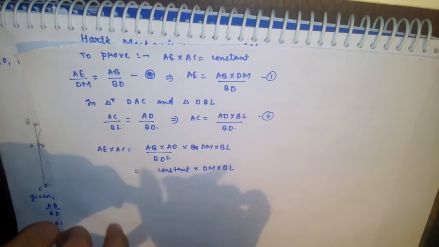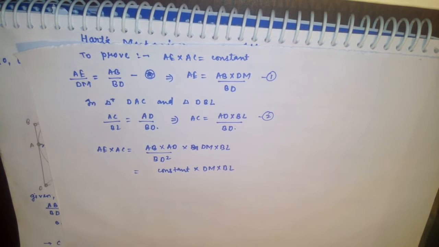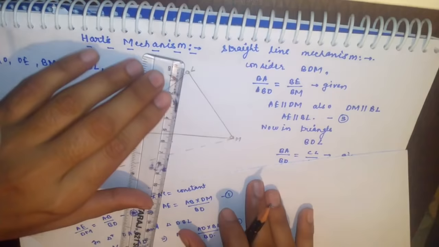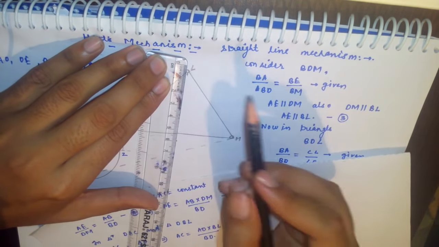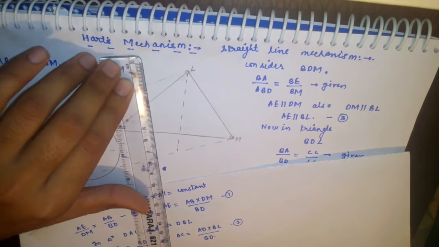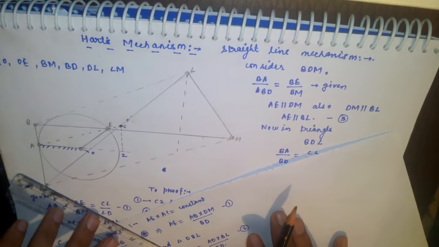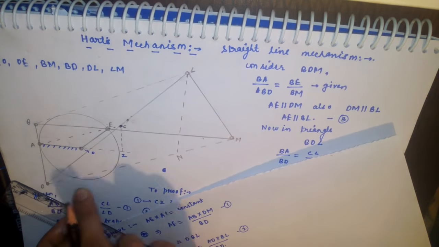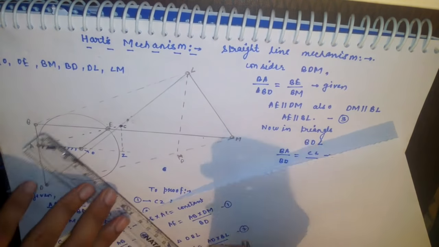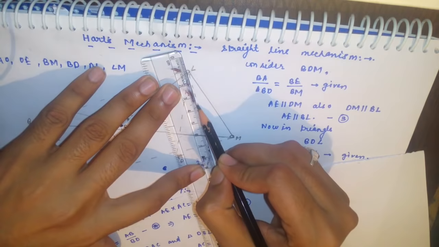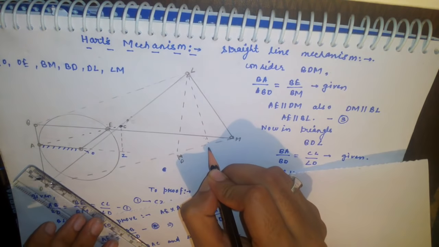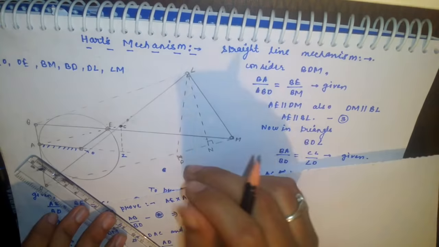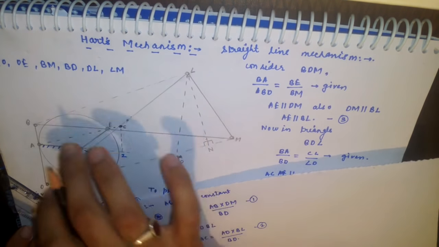Now we have to prove DM into BL is constant. For that we will draw a triangle like this. From L, I draw a perpendicular. We will draw it such that BL is equal to DN. This portion BL is equal to DN. We name this point N, and this is perpendicular to PM. So we draw a triangle like this for proving DM into BL is constant.